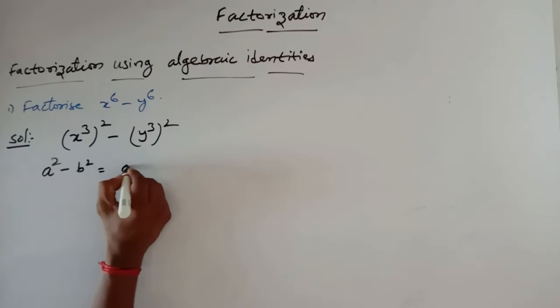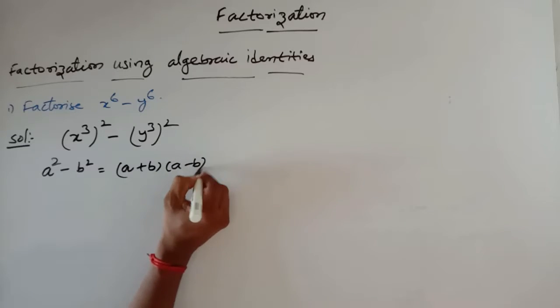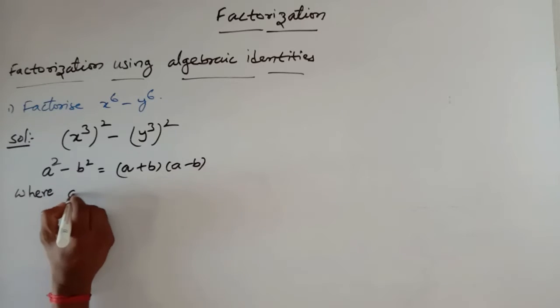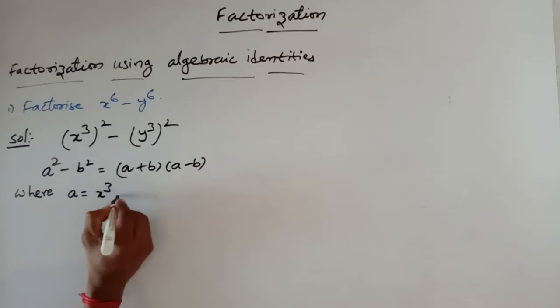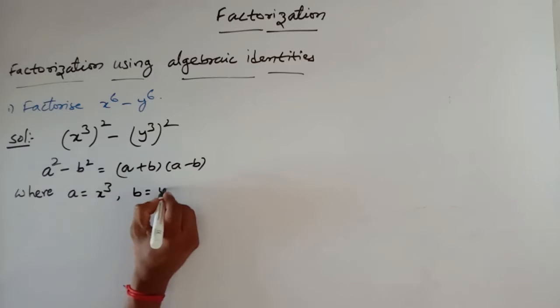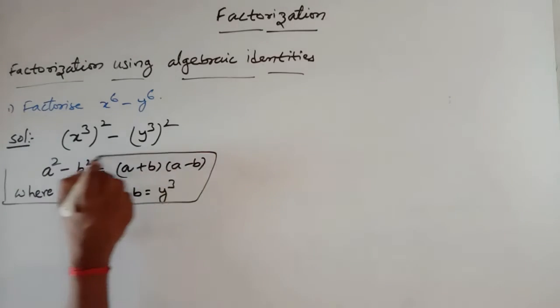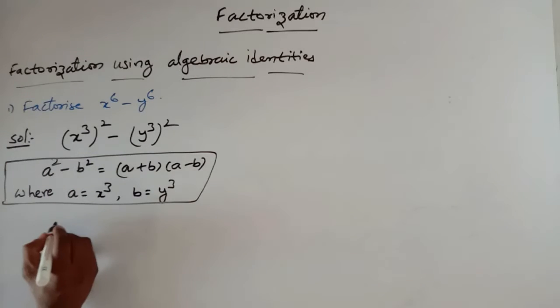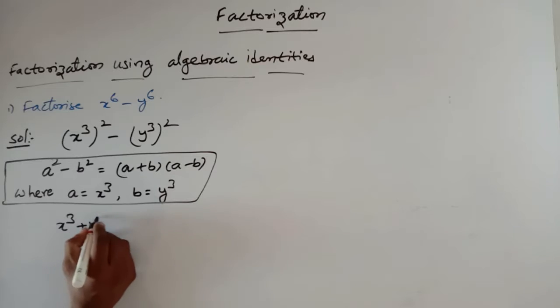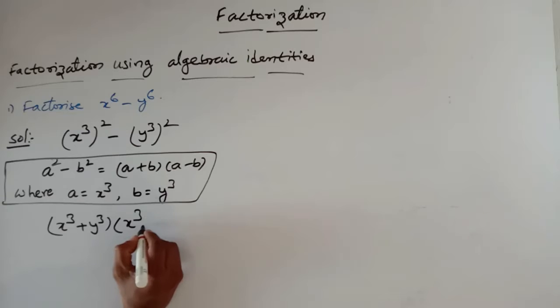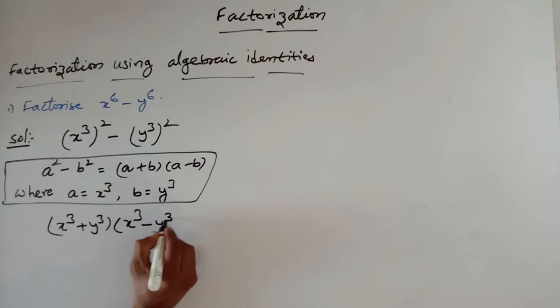a square minus b square is equal to a plus b into a minus b, where a equals x cube, b equals y cube. I am going to substitute in this identity, that is x cube plus y cube into x cube minus y cube.